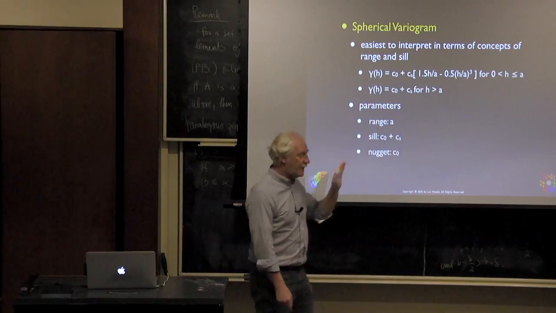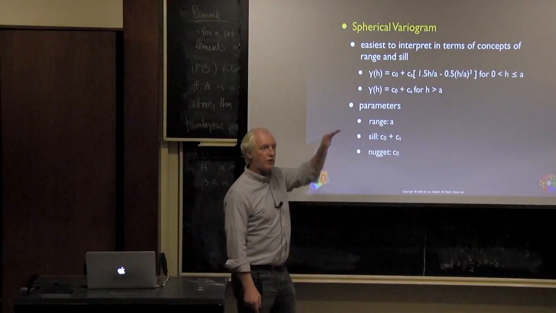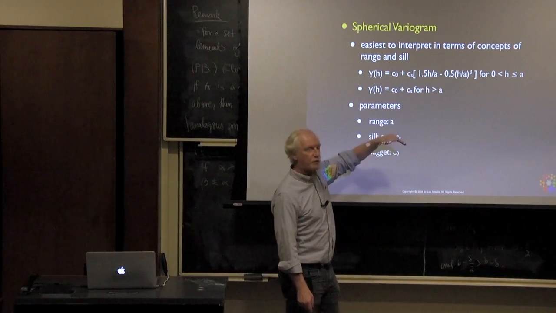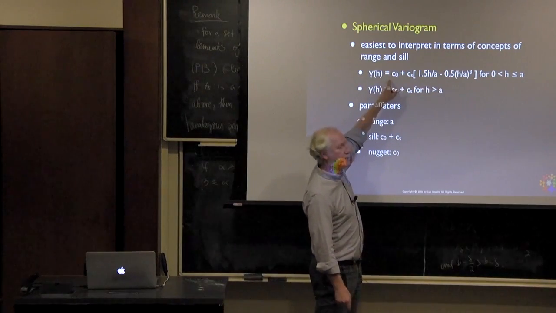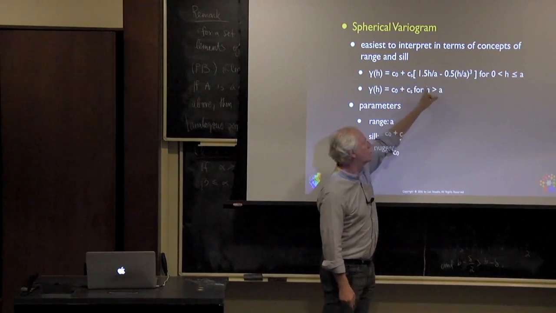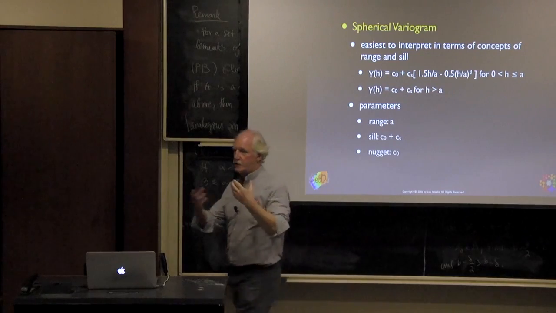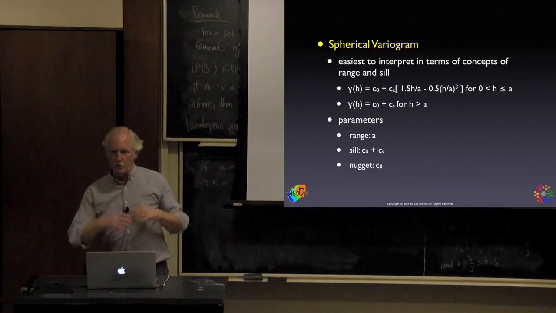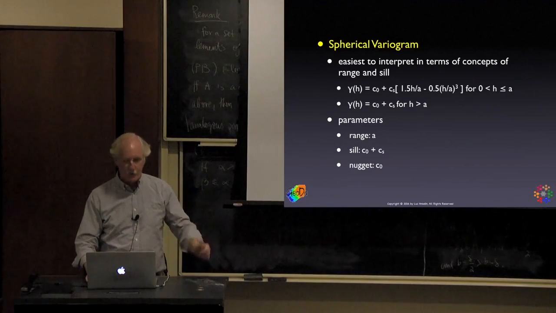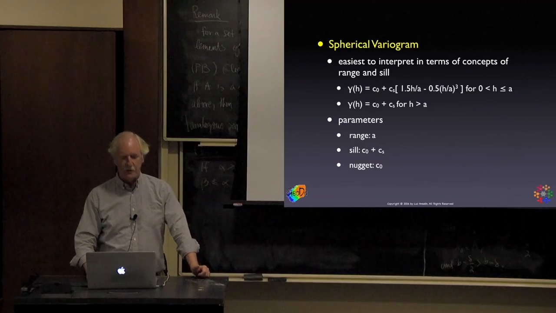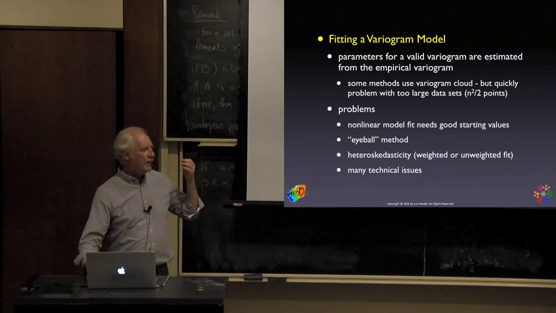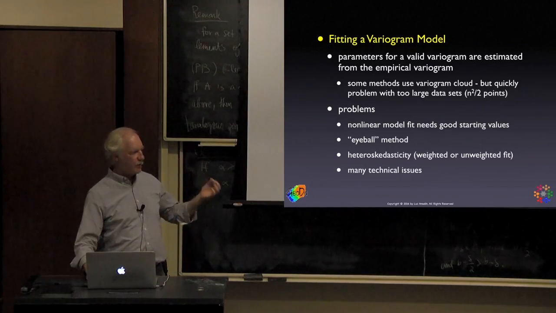And then as we get to the flat part, this curvature is modeled by this equation. So for any distance before we get to the range, we have an intercept, if you wish, and then a slope, which is the partial sill, and then this function of the distance relative to the range. As you get closer to the range, the curvature changes. So these are the three parameters. And then in practice, you need to fit this to the estimates from the empirical variogram.